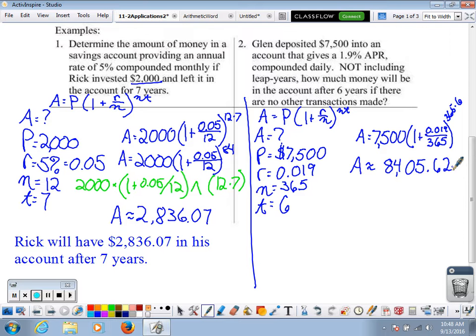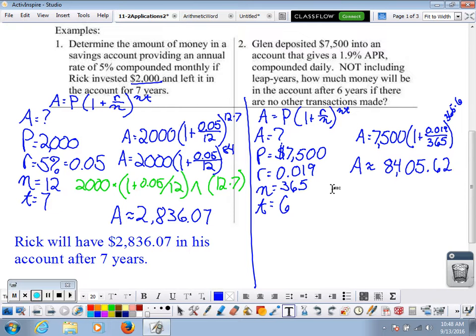Okay, so answer me this. He spent less time accruing interest, and he ended up getting more than Rick did. And he's got a lower interest rate. How'd that happen? Very good. He started with a larger principal. Okay, so a significantly larger principal. So yes, that is reasonable.